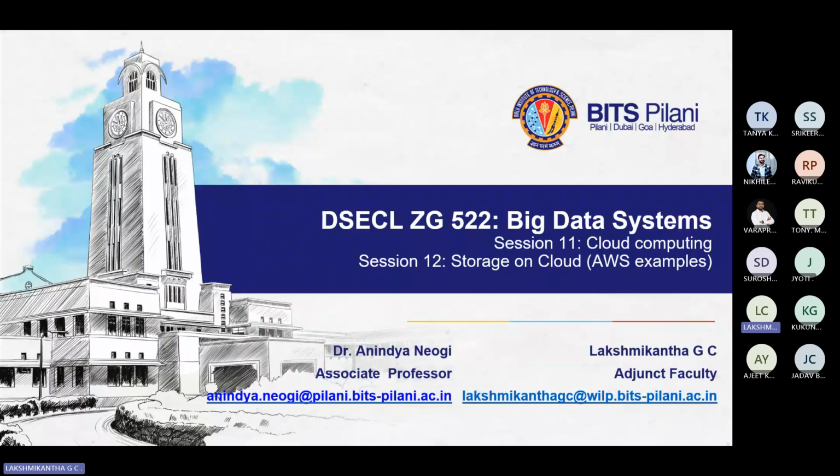Over these two sessions, we are shifting our focus from the theoretical concept of distributed systems and on-premise big data frameworks like Hadoop to the modern cloud native way of architecting these systems. So get ready to learn how to design big data systems on cloud.